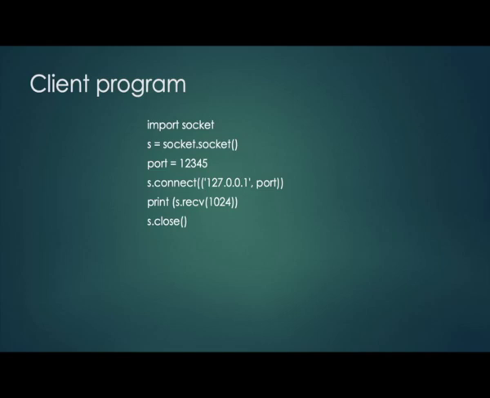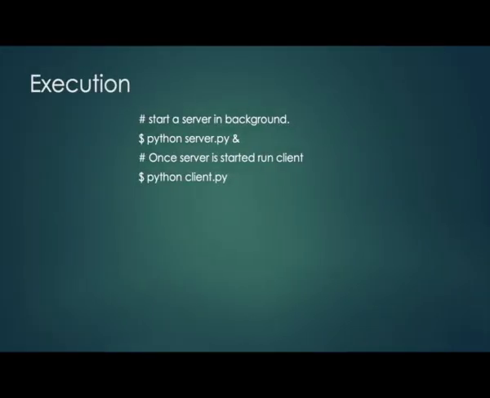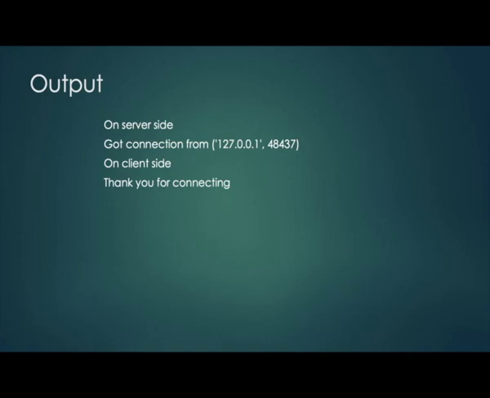How to execute this particular client and server program? For execution, first you have to start the server in the background by running the command python server.py and the ampersand symbol in the terminal. Open another terminal. After starting the server, it is necessary to run the client program by executing the command python client.py. The output of this client server program will be, on the server side, got connection from 127.0.0.1 and the port number, and on the client side, thank you for connecting.